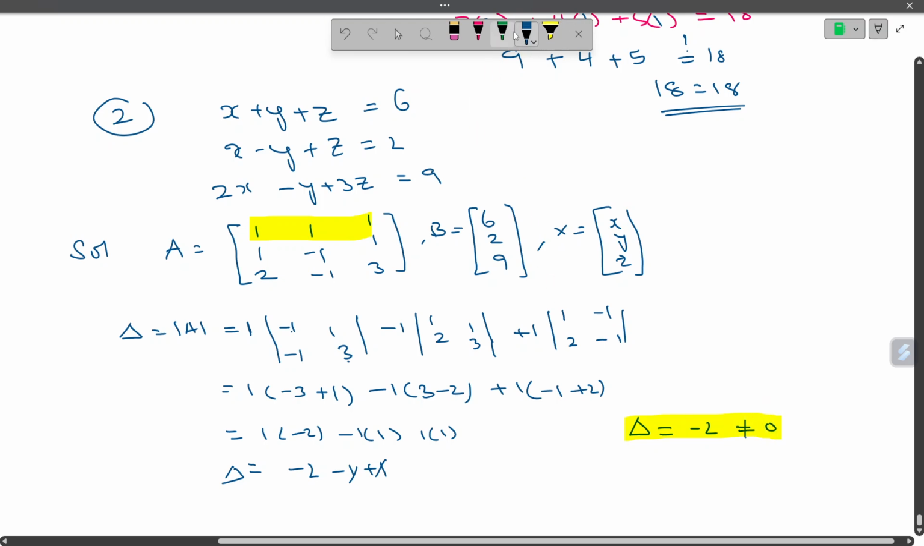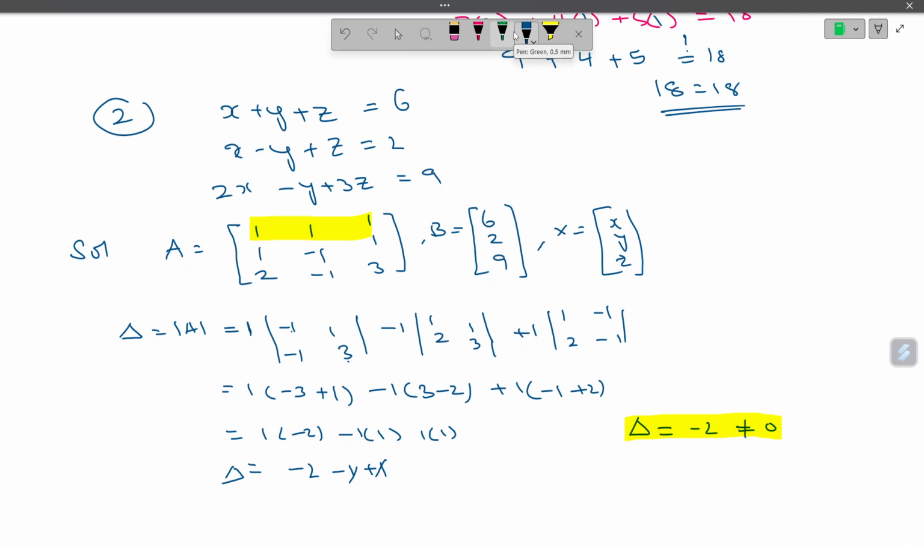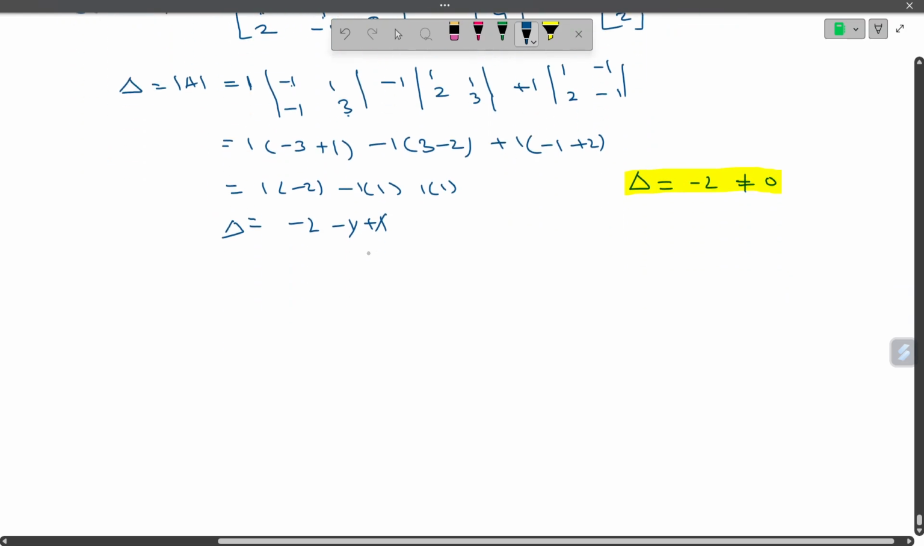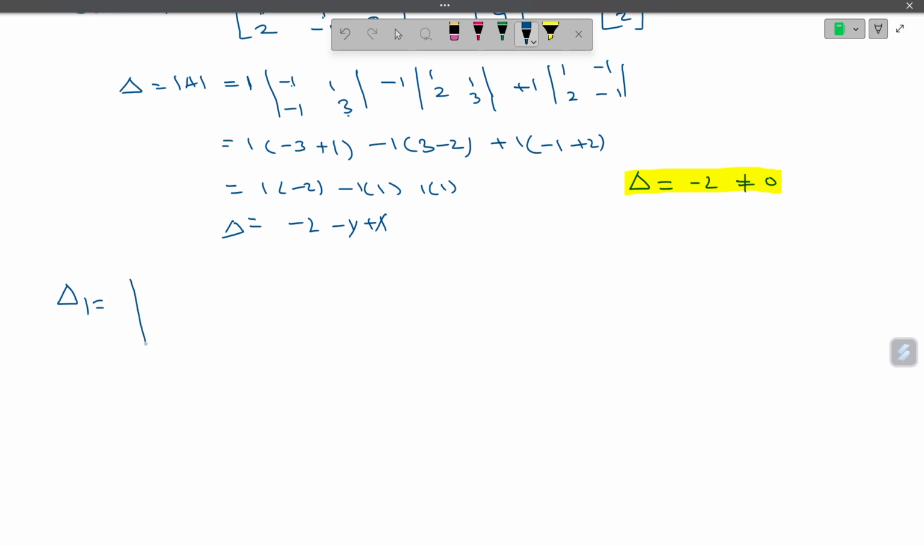We got it. Now we have to find del 1, del 2, del 3. What are we doing in del 1? The column 1, 1, 2 you are replacing by 6, 2, 9. For del 2, the column 1, minus 1 you are replacing by 6, 2, 9. For del 3, 6, 2, 9 here. All are the same. Now first let me go with del 1. X you have to replace by 6, 2, 9. Y will be the same: 1, minus 1, minus 1, 1, 1, 3.